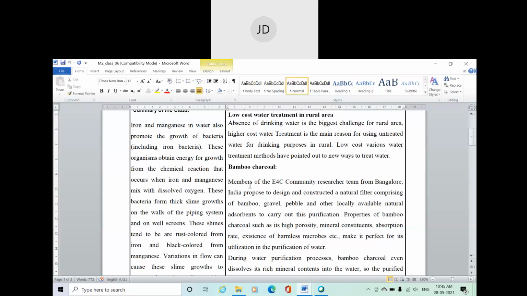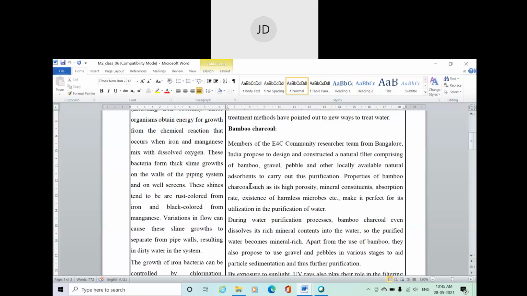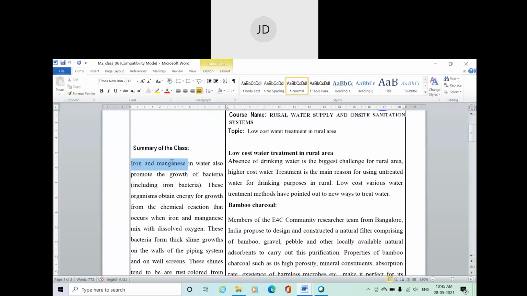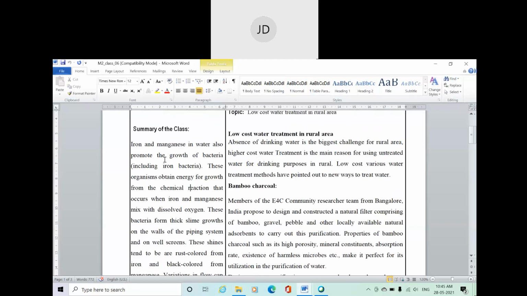Fine. Right now after this we're going to discuss special minerals like iron and manganese. Fine. So iron and manganese are not that harmful to the human body. Sometimes iron is good for health, but if too much iron or manganese crosses the excessive limit, it will create some difficulty. Okay. So iron and manganese in water also promote the growth of bacteria if they cross the limits.